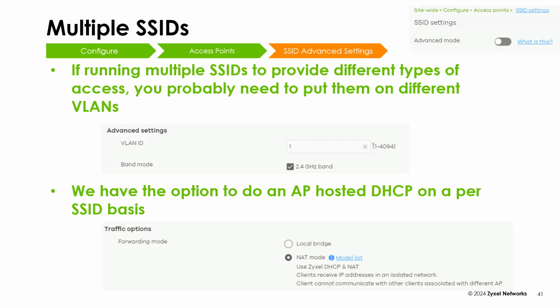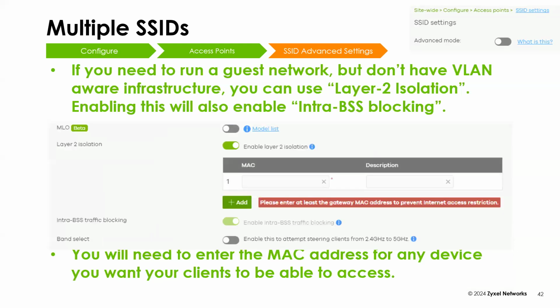Something else we can do, let's say, for instance, you do not have VLAN aware switches on your network for whatever reason. We do have the ability on a per SSID basis to enable NAT mode. So the access point itself, not your router, the access point will act as a DHCP server and provide NAT functionality to connected wireless users. So that way, for instance, you can put different SSIDs on different subnets to reduce the ability for people to cause cross traffic between your different wireless networks.